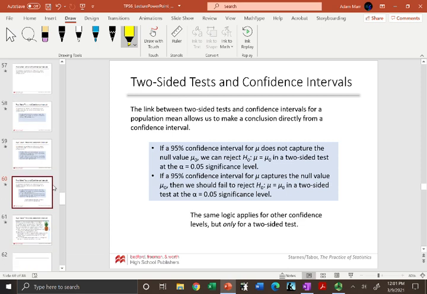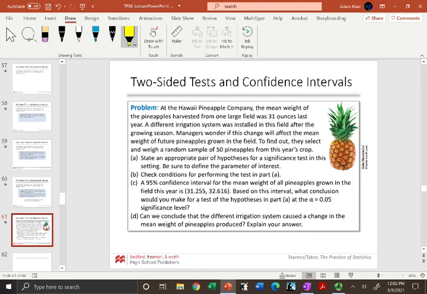So basically what we're saying is we can look at the confidence interval now and see, if it's a two-sided test, whether the null should be rejected and the alternative is convincing evidence, or the other way around, we'll fail to reject the null. We don't have convincing evidence for the alternative. The same logic applies for other confidence levels, but only for a two-sided test. So let's take a look at an example right here.